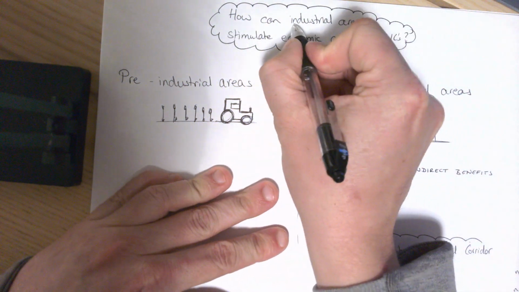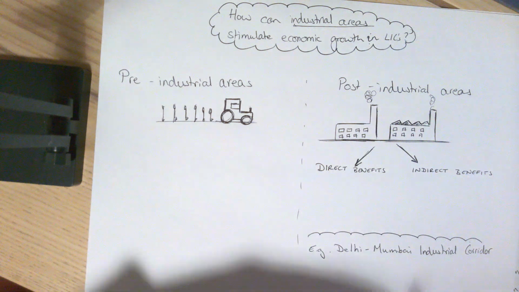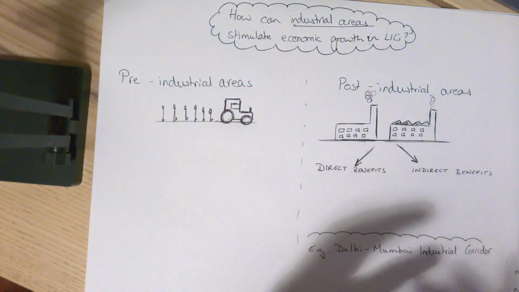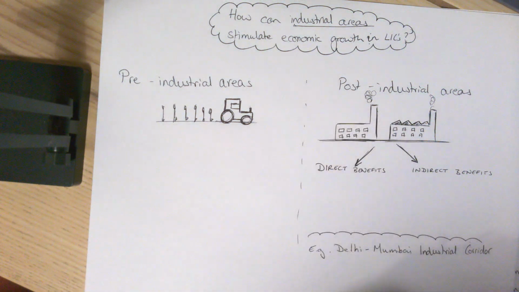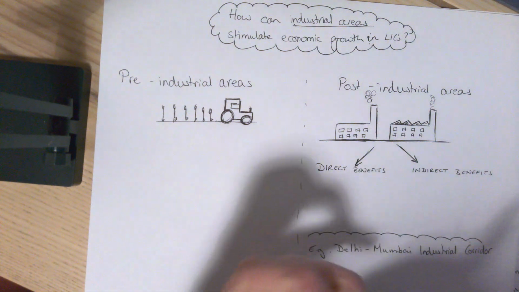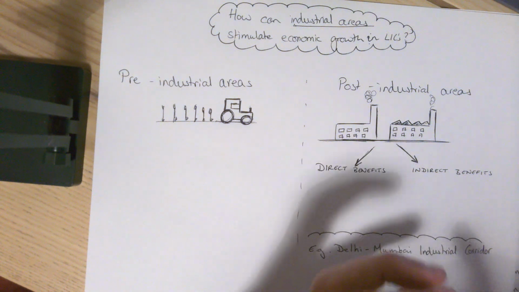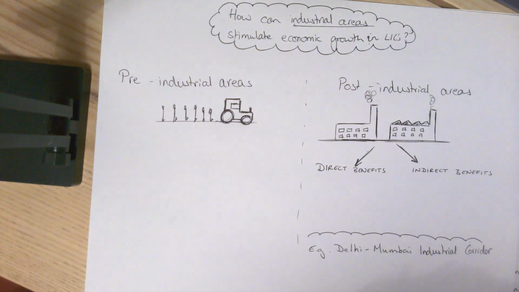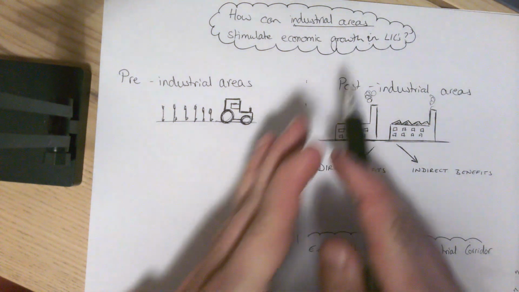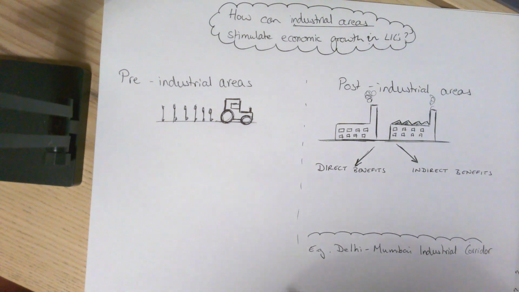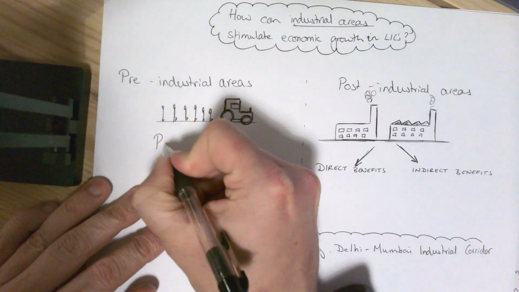When we're talking about industrial areas, what we're really referring to is the establishment of large areas of secondary manufacturing, large factories and warehouses in a low-income country. Now, to understand how this can stimulate economic growth, we need to think about what the main economy is going to be like of a low-income country without these industrial areas or prior to them coming in. So if we think about our low-income countries, in terms of their economy, prior to any industrial areas developing, the likelihood is that they're going to be reliant on what is called a primary economy.